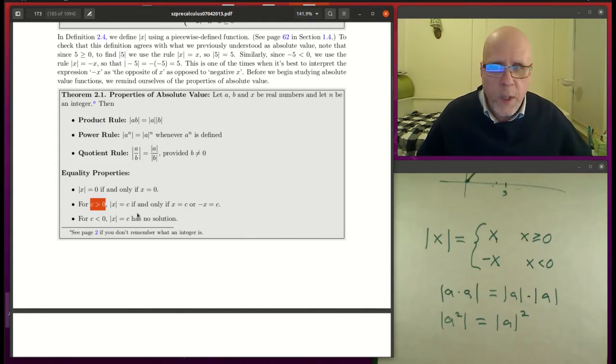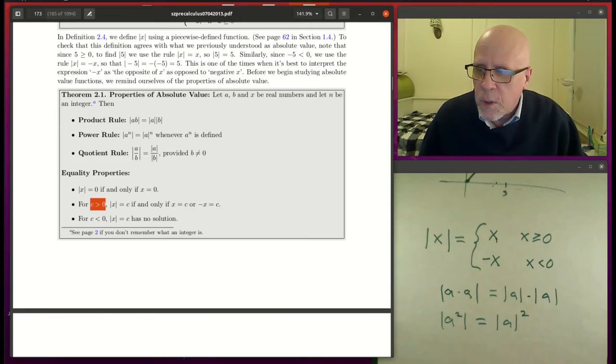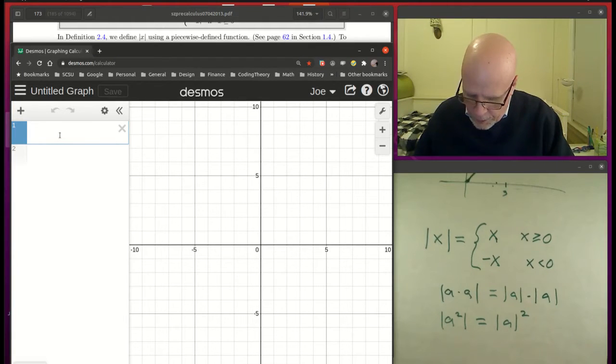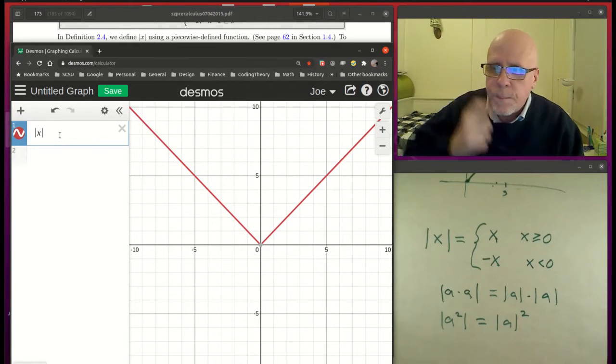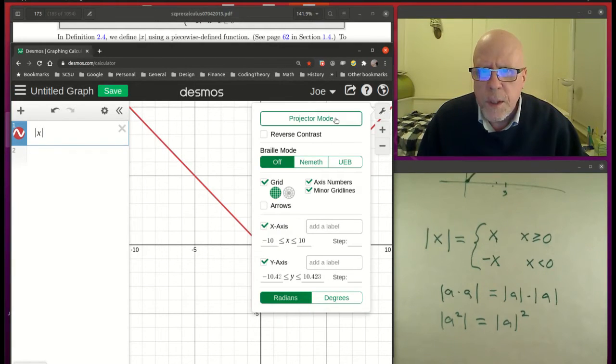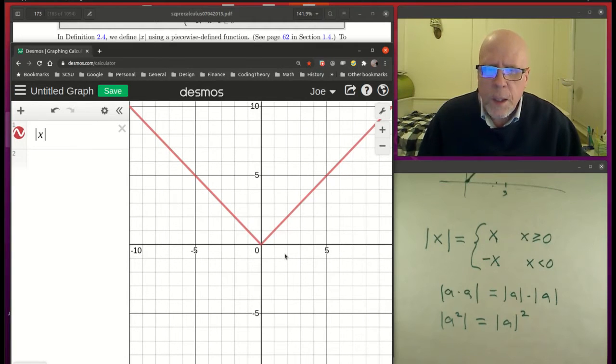Let's take a quick look at what those rules look like if we do things graphically. So here's a Desmos graph. First, let's graph the absolute value of x. I hope it's not a surprise that you get this V-shaped graph. Let me turn the projector mode on. If I'm saying the absolute value of x equals 0, what I'm saying is the y-coordinate on this graph is equal to 0.